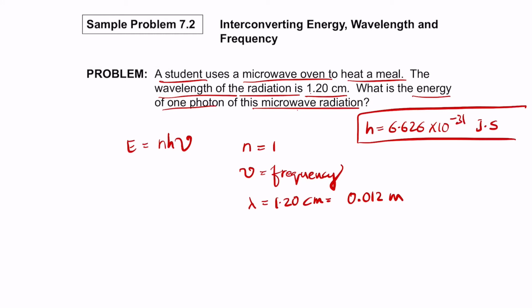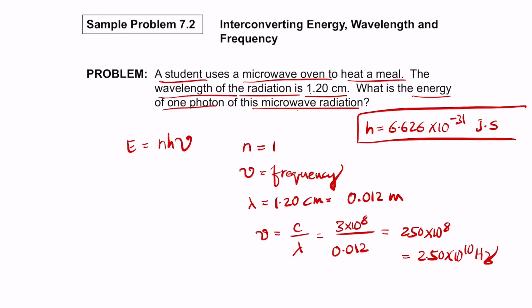Now, with this into consideration, what can we write here? We know that nu is c by lambda. c here is 3 times 10 to the power 8 by 0.012. So 3 divided by 0.012 becomes 250 times 10 to the power 8. So we can write it as 2.50 into 10 to the power of 10 hertz. So substitute the values into the formula. E is 1 times h, which is 6.626 into 10 to the power negative 34, times 2.50 into 10 to the power of 10.